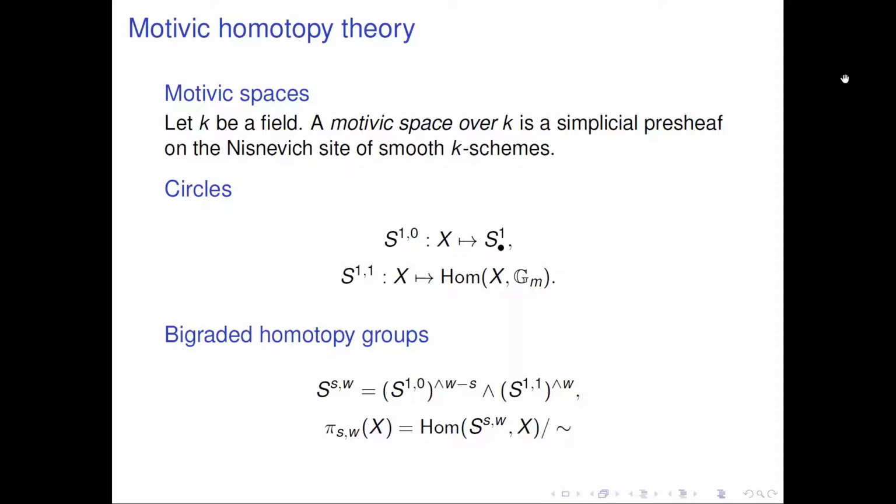With this definition, we can see that there are two different circles that we might care about. One, called S^{1,0}, sends every smooth scheme to the simplicial circle. The second, S^{1,1}, sends every smooth scheme X to maps from X into the multiplicative group scheme. With these two notions of circles, we can define bigraded spheres by smashing them together in an appropriate way, and we can define bigraded homotopy groups by taking homotopy classes of maps out of those bigraded spheres. Here, homotopy classes of maps, or homotopies, are understood to use the affine line instead of the unit interval.